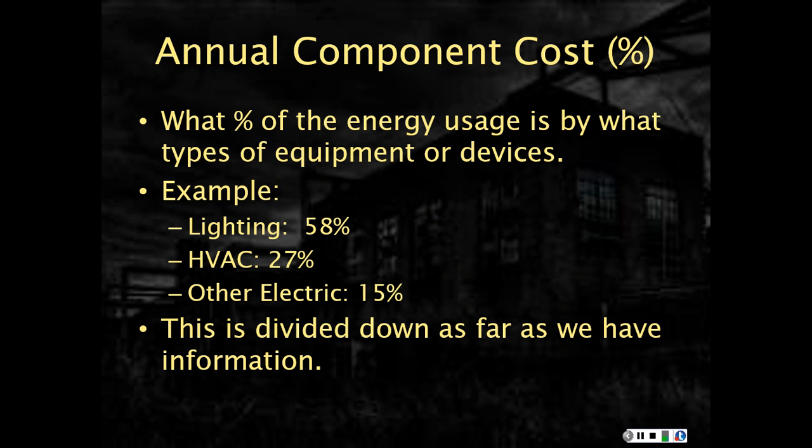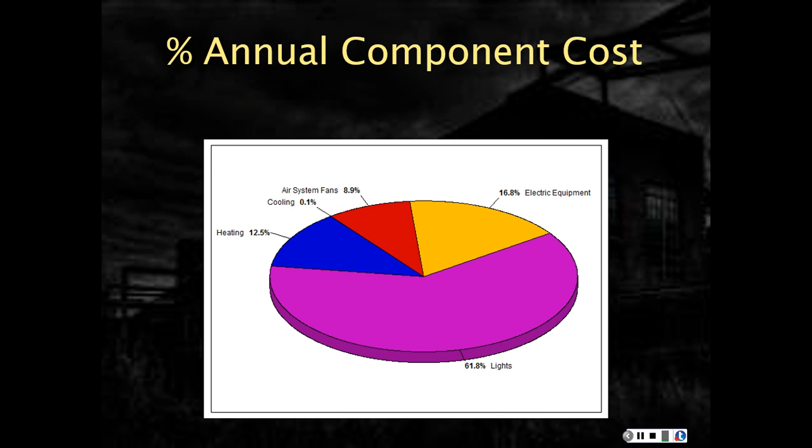So the annual component cost: what percent of the energy usage is by what types of equipment or devices. Example, lighting 58%, HVAC 27%, other electric 15%. This is divided down as far as we have information for. So the other electric, depending on how we put it into the computer, can actually be subdivided even further than what it already is. This is what it looks like.